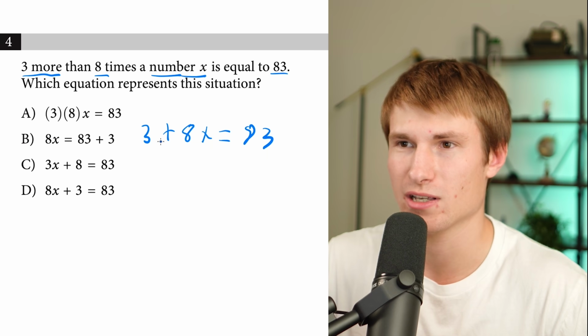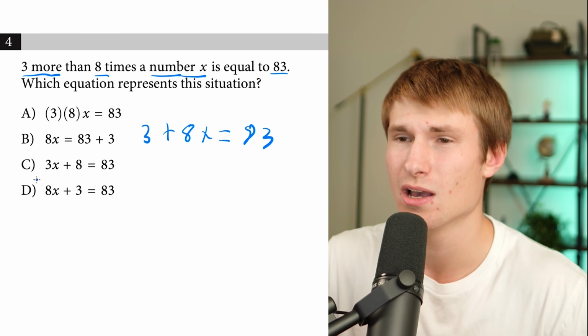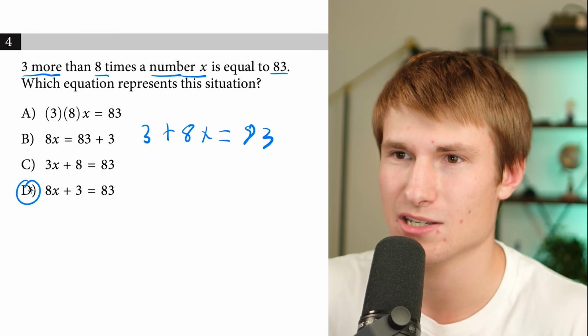Whereas for the equation, we've already got it. So 3 plus 8x equals 83. We see that we have that in answer choice D, so D will be our correct answer there.